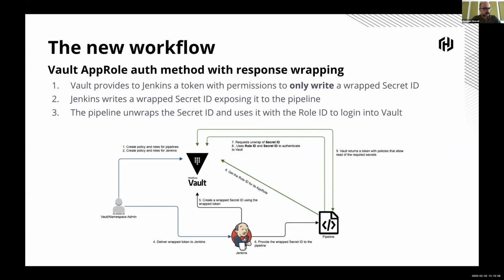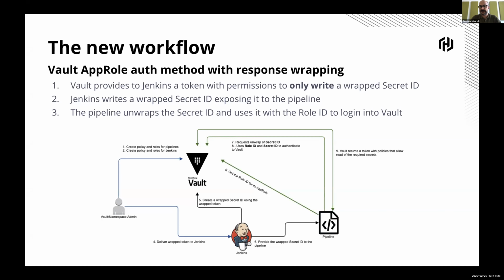the main steps to perform to implement the response wrapping: the first one is that the Vault has to provide to Jenkins a token with the permission to only write. This is very, very crucial. This is key here. The permissions should be really limited to only write a wrapped secret ID. We will see in the next slides what it means in terms of Vault client.